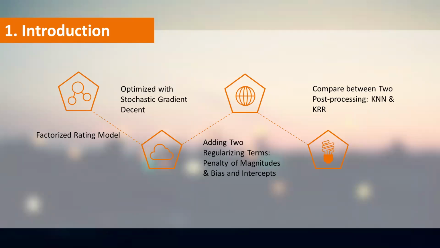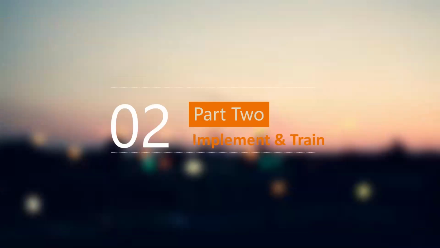Well, basically, we used a factorized rating model, and then we optimized it with stochastic gradient descent, and we added two regularization terms, which are penalty of magnitudes and bias and intercepts. And then we compared two post-processing methods, which are k-nearest neighbors and kernel ridge regression. Now, let's go to the implementation part.